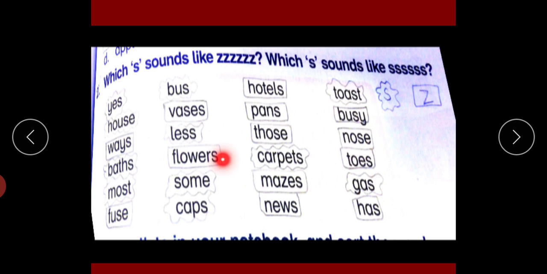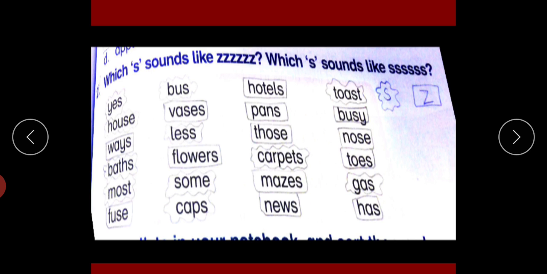Another word we have is flowers, we will mark a square around this. Another word we have is carpets, we will mark a cloud circle around this. Another word we have is toes, we will mark a square around this. Another word we have is most, we will mark a cloud circle around this. Another word we have is some, with the sound of S, we will mark a cloud circle around this. Another word we have is mazes, we will mark a square around this. Another word we have is gas, we will mark a cloud circle around this.